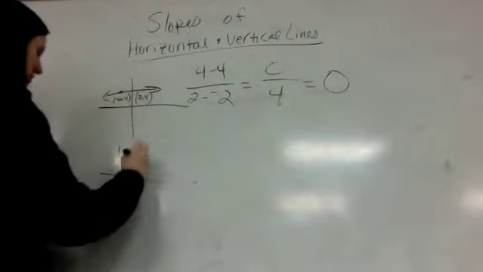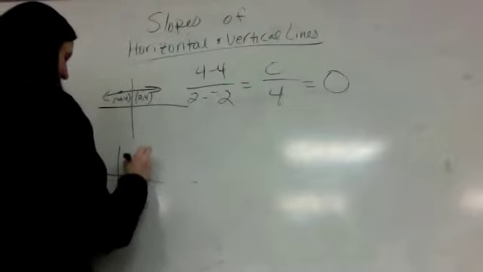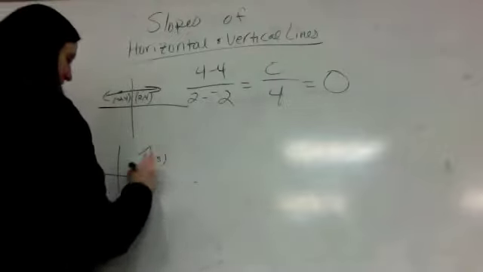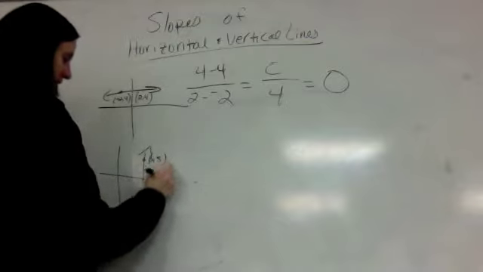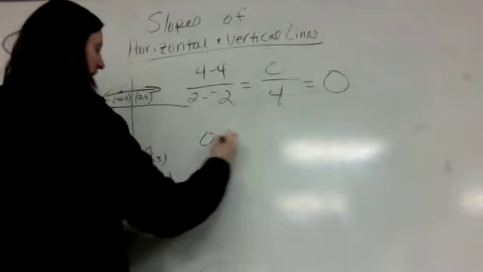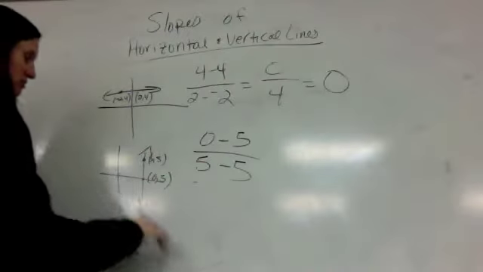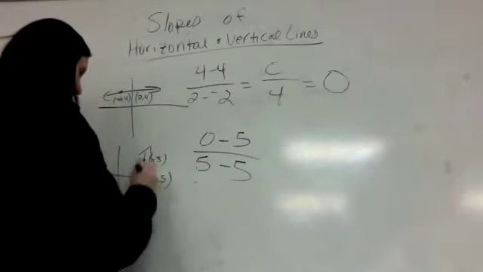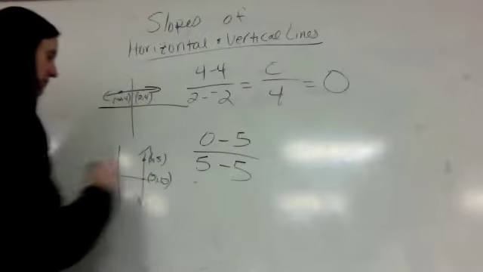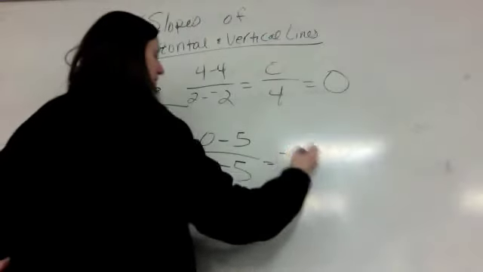If I have a vertical line, let's say this is the point (5, 5), and this is the point (0, 5). Okay, on the top I have 0 minus 5. On the bottom I have 5 minus 5 for my change. Whoops, excuse me. This is 5, this is 0. Okay, that's -5 over 0.